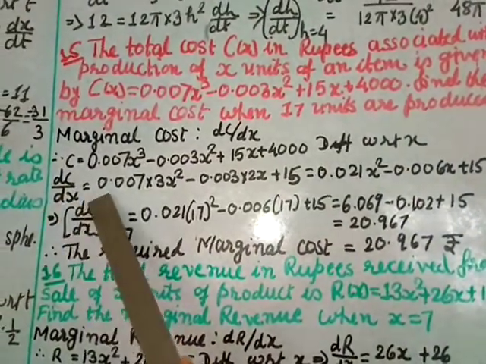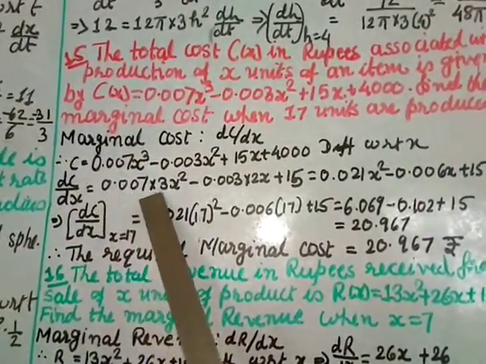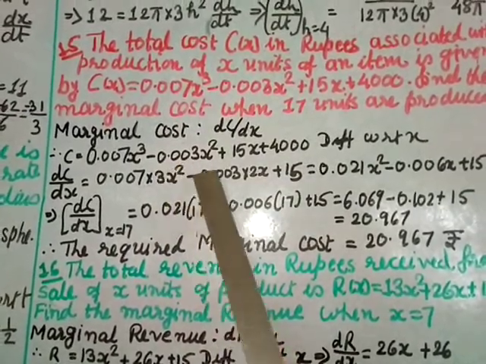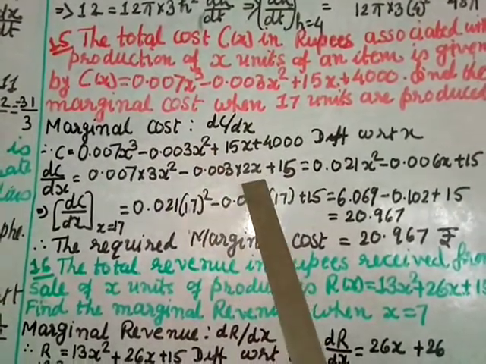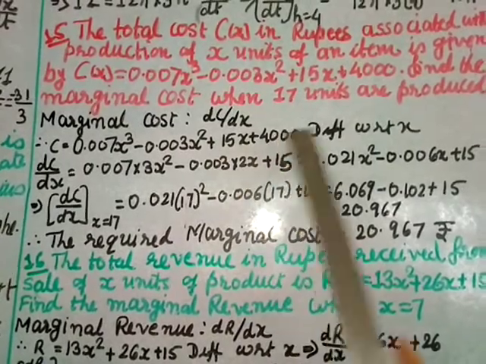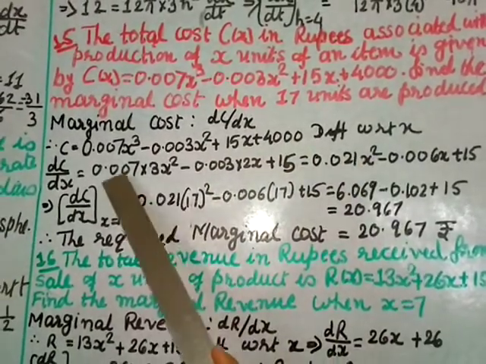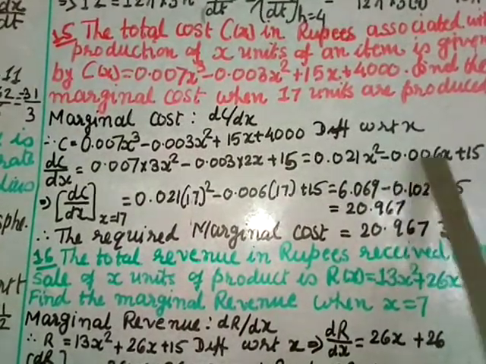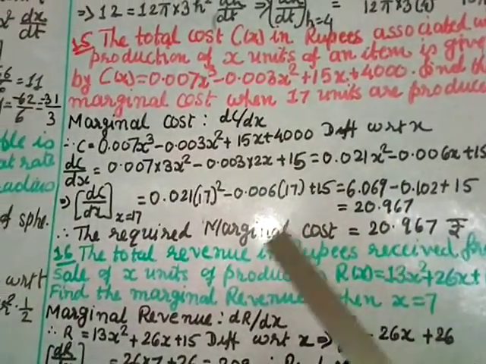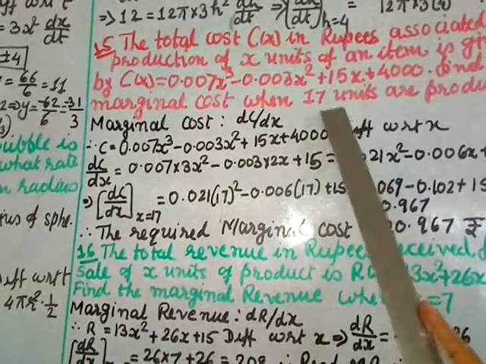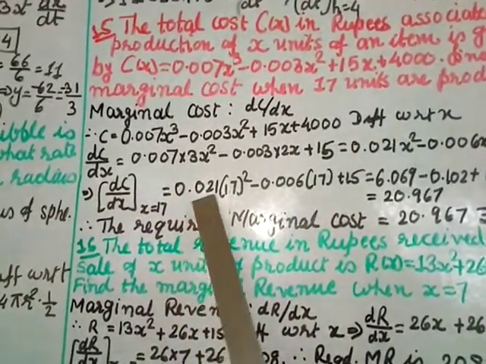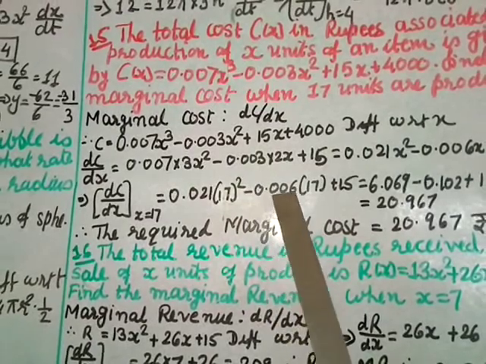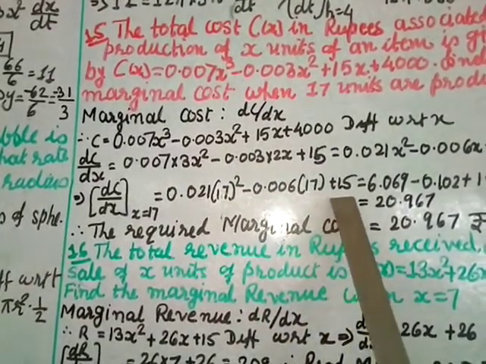So dc by dx is equal to 0.007 times 3x square minus 0.003 times 2x plus 15 times 1, which is 0. Then I simplify 7 into 3, giving 0.021 x square minus 0.06 x plus 15. They have asked when 17 units, so you put x is equal to 17: 0.021 into 17 square minus 0.006 into 17 plus 15.